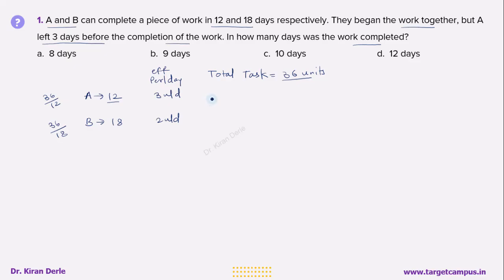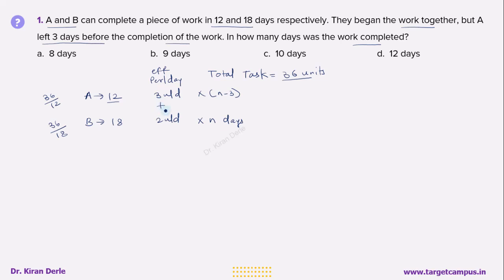Now we do not know for how many days the work is being done, right? So there are two ways moving forward from here. What are they? You can consider A did the work for the complete period. Let's say the work lasted for n days, and B would be doing n minus 3 days, because A left 3 days before the completion of the work, right? So B only worked for n minus 3 days.